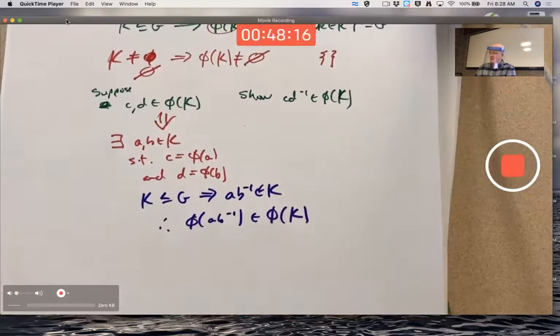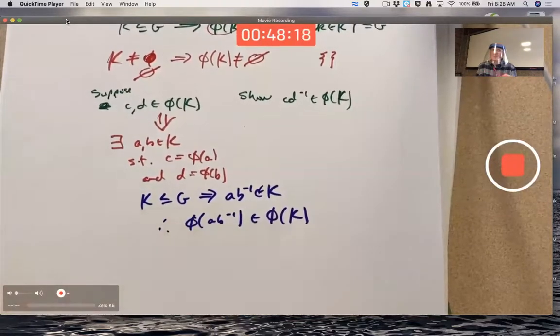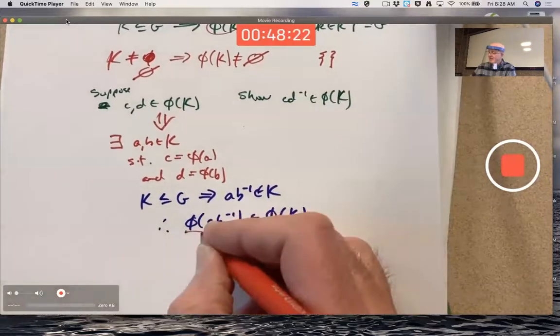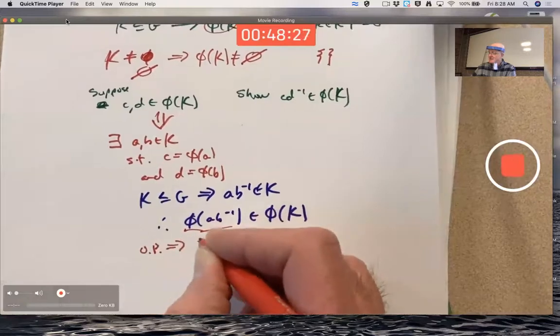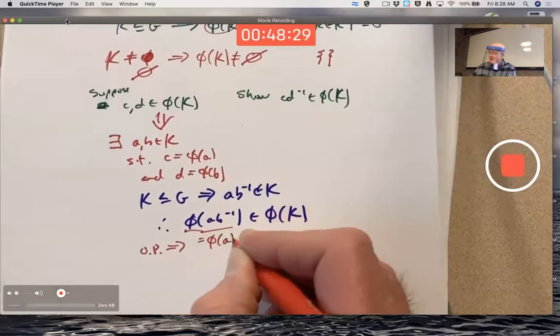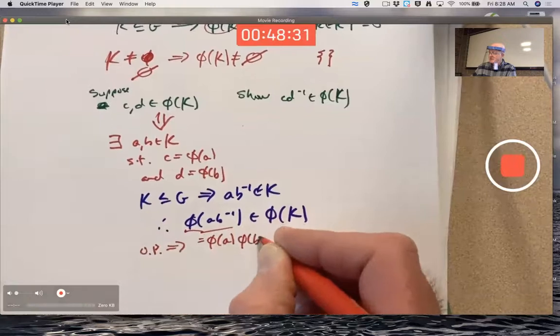But what does this equal? Now use the fact that phi is operation preserving. Must be relevant, right? Don't forget to use that fact. Operation preserving implies this equals phi of A times phi of B inverse.